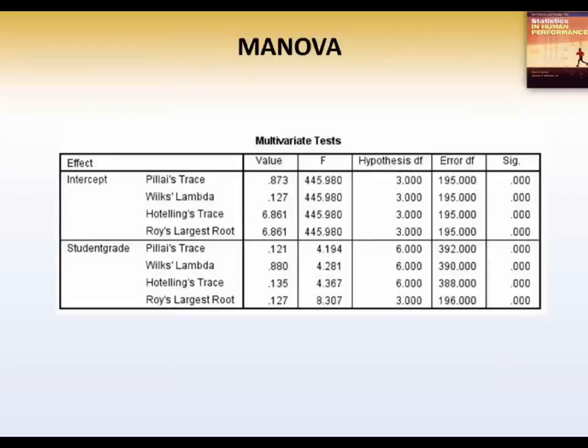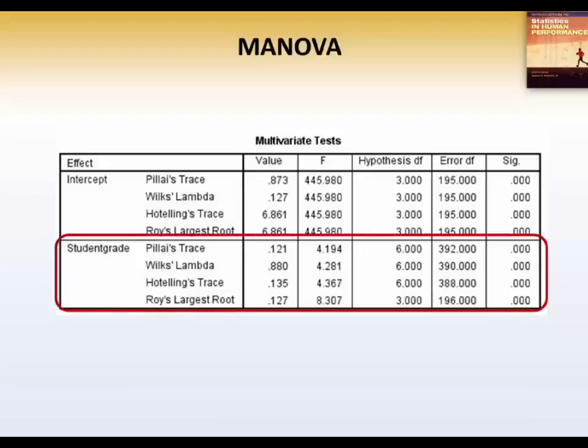This is the important piece. This is the multivariate analysis of variance source table. It looks a bit like what you saw with univariate analysis of variance, but importantly, we want to look at the student grade. Student grade is the independent variable. And as we previously indicated, there are 4 test statistics: Pillai's trace, Wilks' lambda, Hotelling's trace, and Roy's largest root.